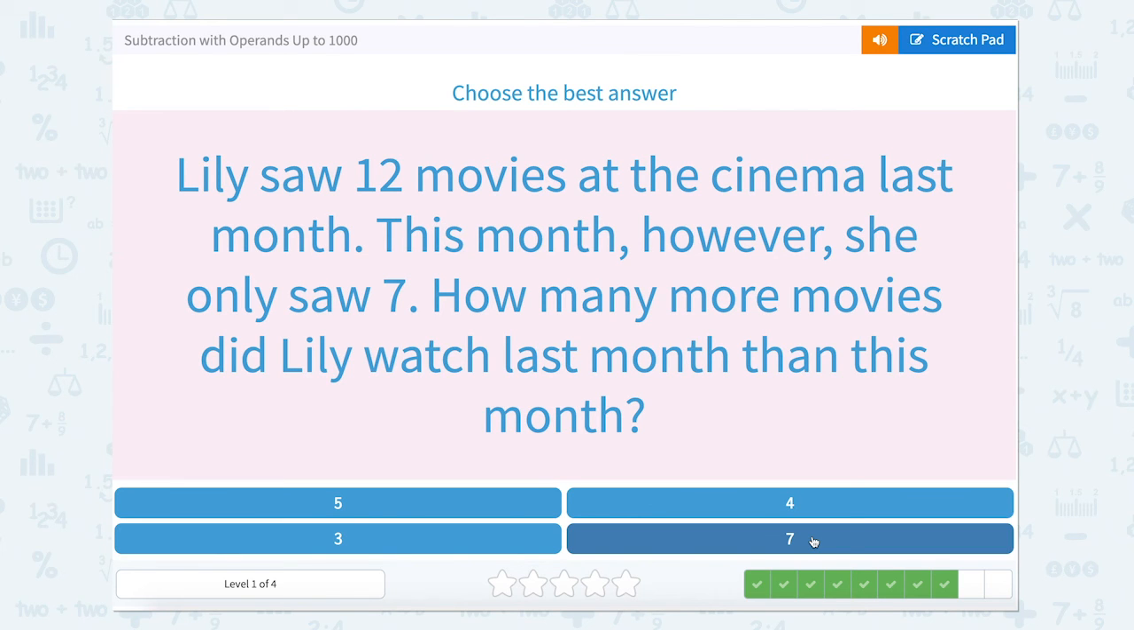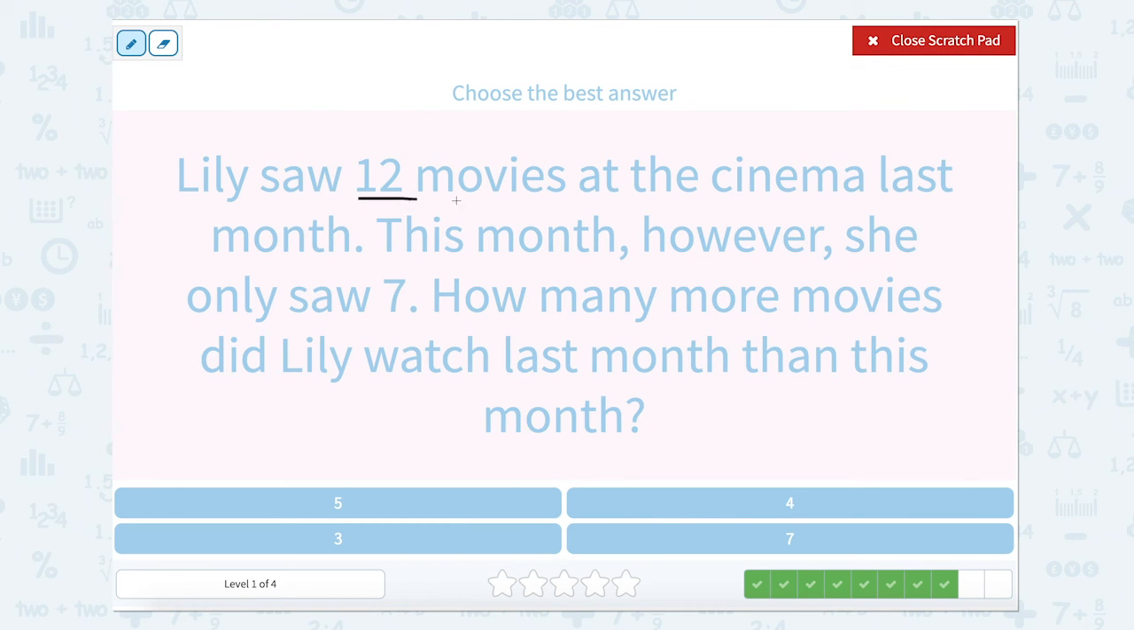Nice work. Lily saw 12 movies at the cinema last month. This month, however, she only saw 7. How many more movies did Lily watch last month than this month?